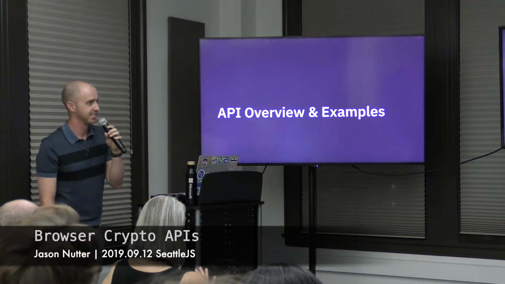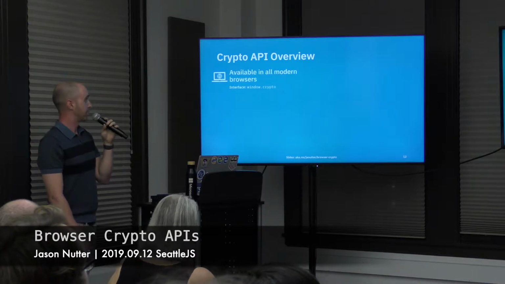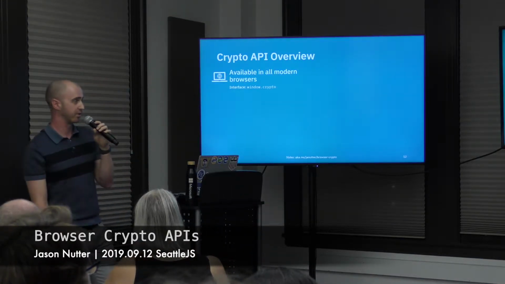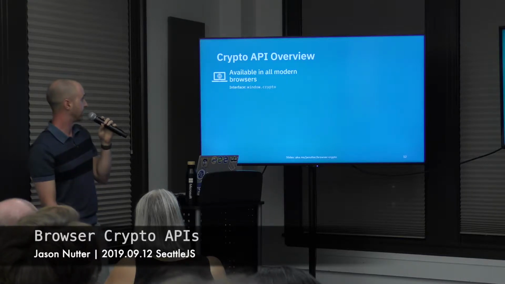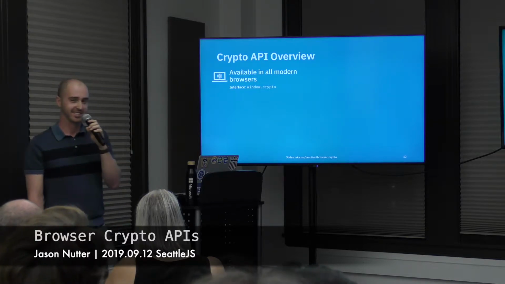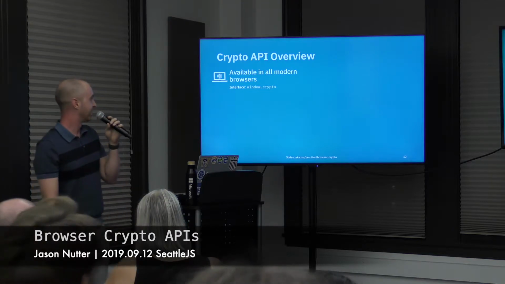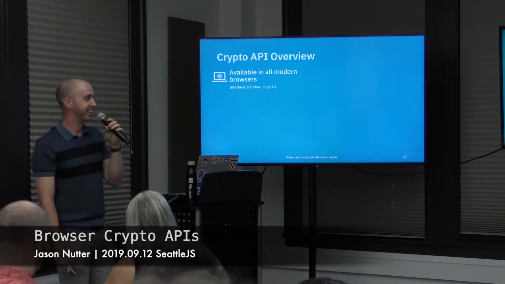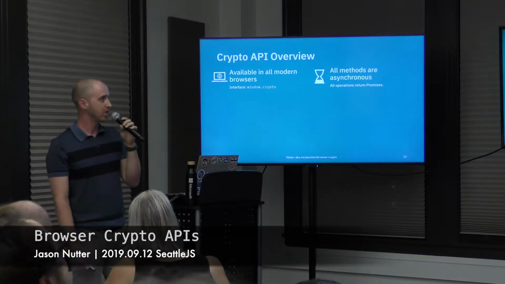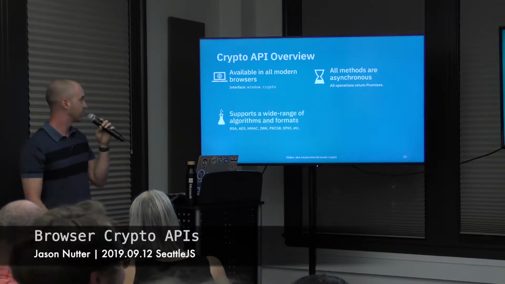All right, so let's talk about the actual APIs in the browser. So the crypto APIs in the browser. First, they are available in all modern browsers, of course, except for IE. We'll talk about that later. The interface is window.crypto. All the methods are asynchronous, so they all return promises, which is awesome, except for IE.